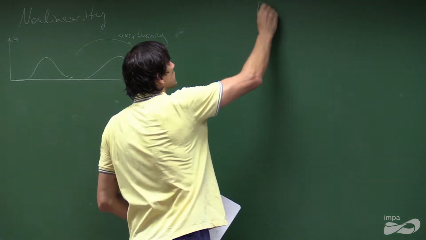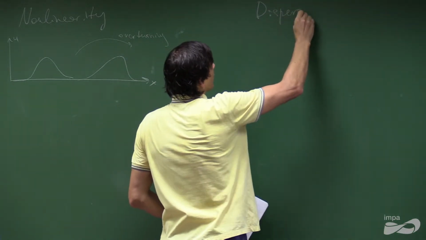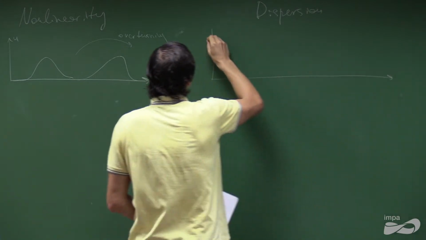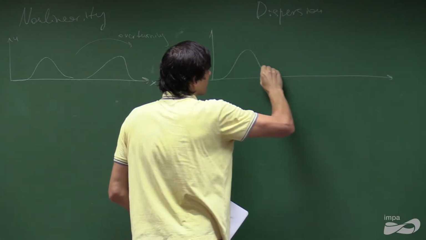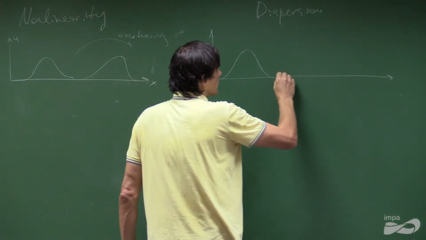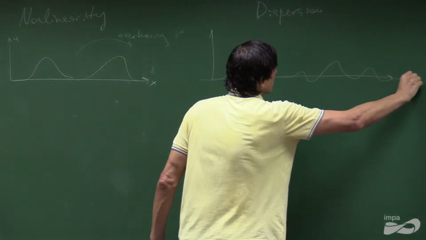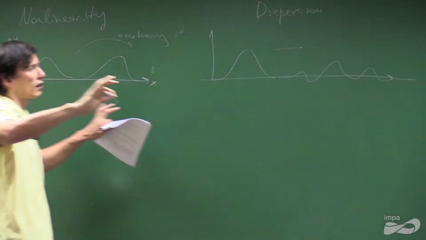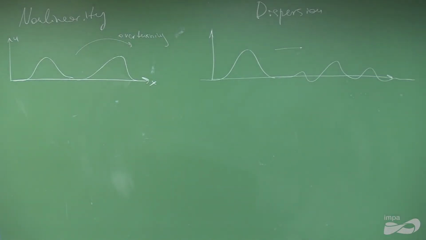And dispersion, what does it do? If you start with the same wave in the beginning, it will spread, and it will spread in such a way that it spreads into different harmonics. Each of them will move with different speeds. So essentially, at large time, it will just disappear. So the spreading.